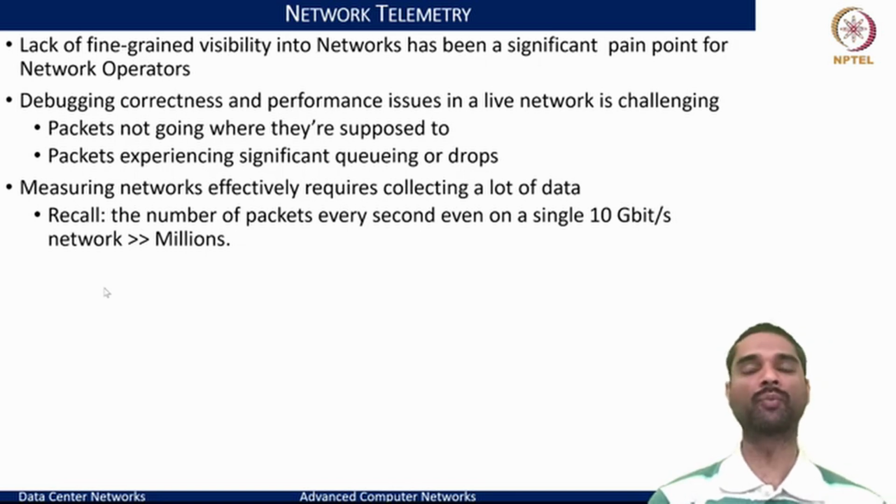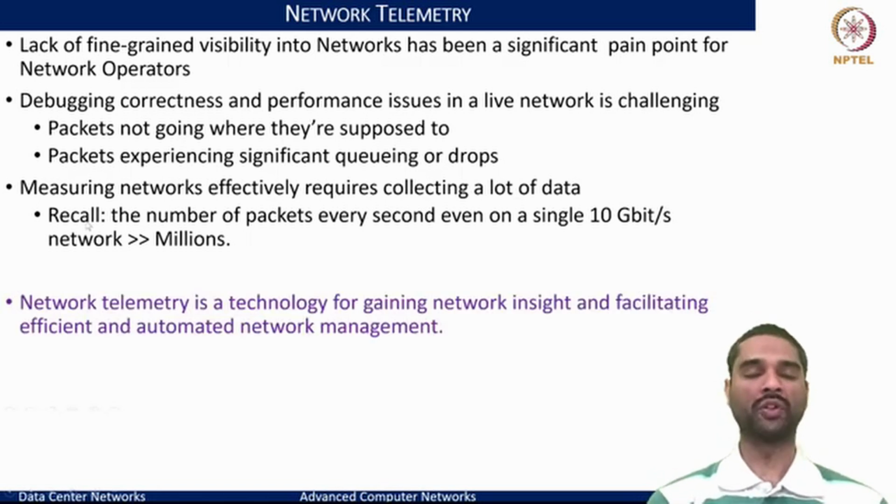And this is where we need to relook and see what can be done better, as we spoke about network softwarization and carry forward into this aspect of network telemetry. This is all about measuring the networks effectively so that we are able to collect the data. But beware, like we spoke about several gigabit links, even when we considered just 10 gigabit links, we are talking about millions of packets per second. And now with 100 and 400 gigabit links, this will be multifold. So anything that we define or provide as mechanisms should be able to scale and operate at such very high traffic loads. That becomes an important aspect as well. We define network telemetry as a technology through which we can gain insights into the network and facilitate efficient management.